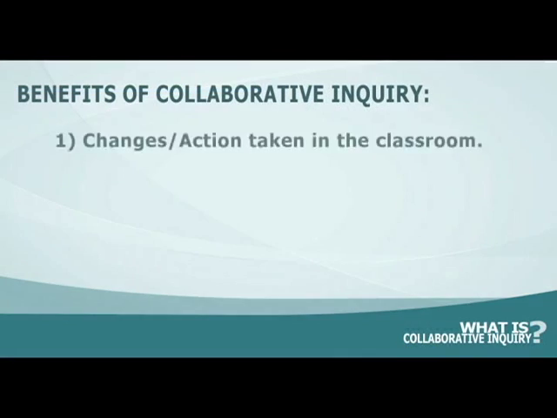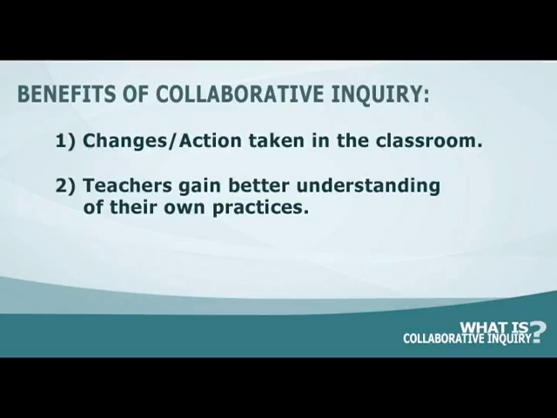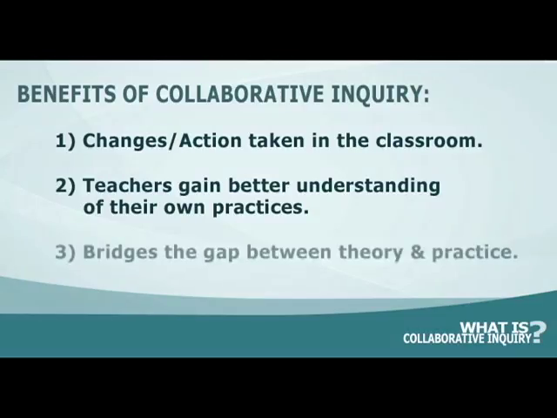I think it's such an effective approach because, number one, in my experience in leading teams, one of the things that happens as a result of being engaged in collaborative inquiry is that people actually take action in their classroom and change their practice. Number two, through the process, teachers gain a greater understanding of their own practices and the results that their practice has on student behaviors. It really helps to bridge the gap between theory and practice, and it allows for improvement in student learning and in the enhancement of teaching.